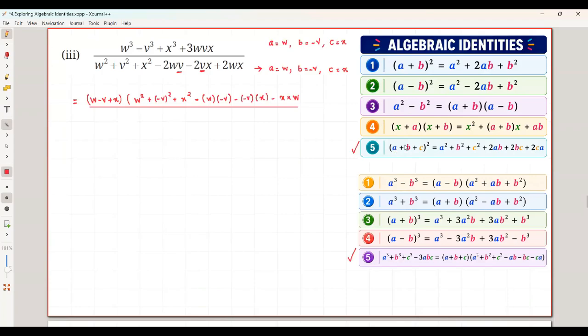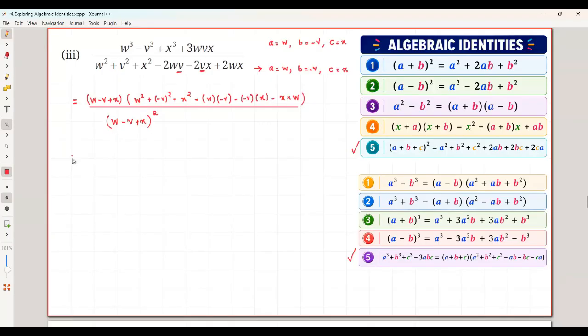So apply the identity A plus B plus C the whole square, right? That means W, plus we have minus V, W minus V plus X, the whole square. Okay, if you are expanding this, you will be getting this. So we have written the factor format. Now we can just check anything is getting cancelled, right? We will cancel it.